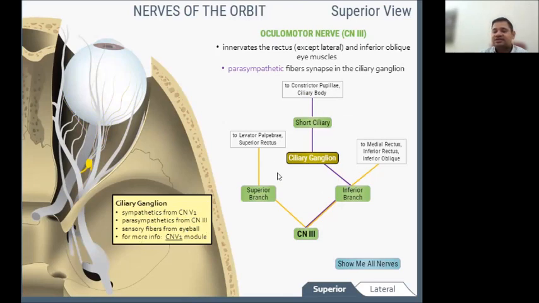There will be a superior branch and an inferior branch of cranial nerve number 3. The superior branch will give supply to the levator palpebrae and superior rectus. The inferior branch will give supply to the rectus muscles and inferior oblique, and through the ciliary ganglion via the short ciliary nerve, it will give supply to the constrictor pupillae. So this is the flow chart for understanding the function of cranial nerve number 3. This is the superior view.